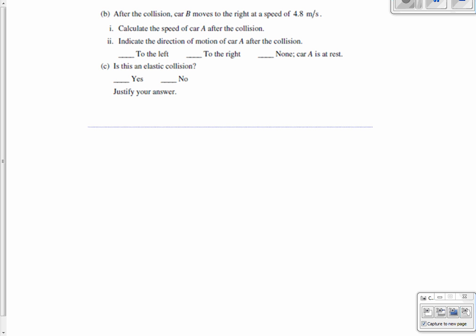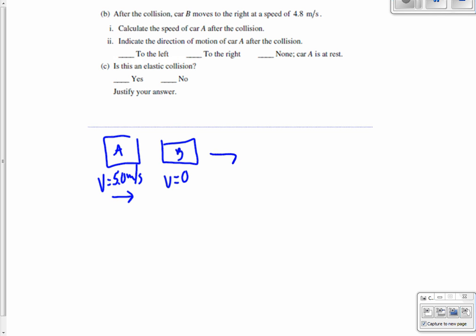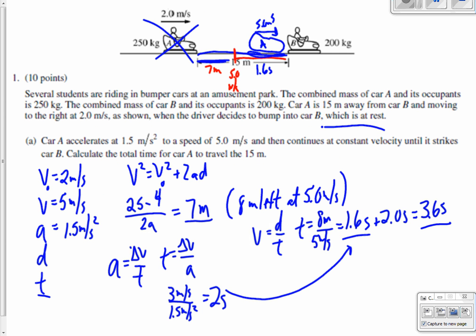So we can draw this out. Bumper car A strikes bumper car B, which is at rest. This guy is now moving at 5 meters per second to the right. It bumps it, and it says that bumper car B now moves to the right at 4.8 meters per second. And we're looking for what bumper car A is going to do as a result. So let's get these masses. A was 250, B was 200.